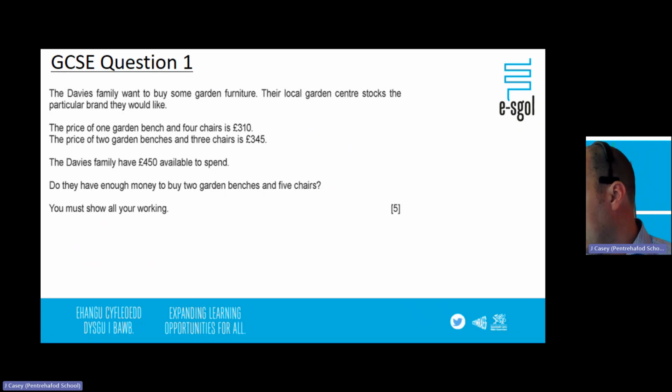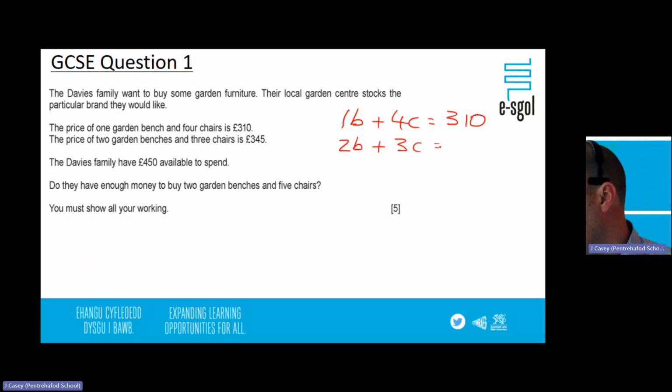Right, so let's have a look. Let's start off by doing some equations. The price of one garden bench, I'm going to put that as 1B. I know we can just write B, but 1B plus 4 chairs, so 4C, equals 310. And then it says the price of 2 garden benches, so I'm going to write that as 2B, and the price of 3 chairs, so 3C, this time is £345. So that's my two simultaneous equations.